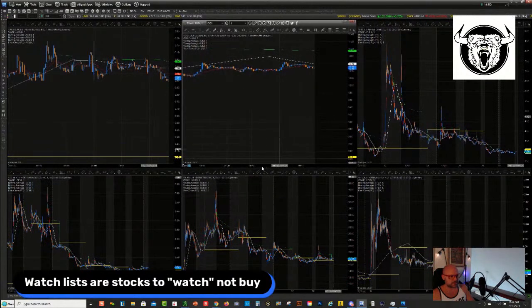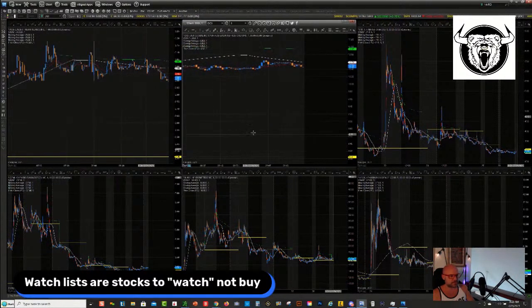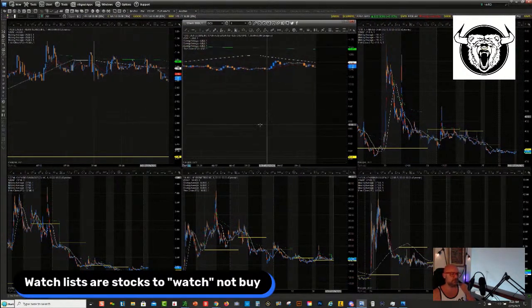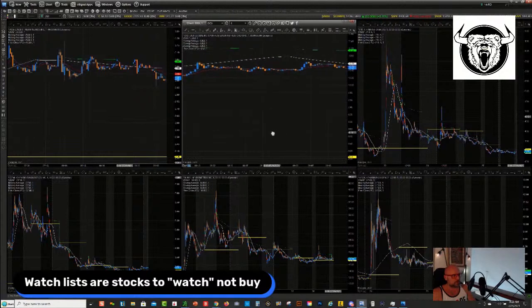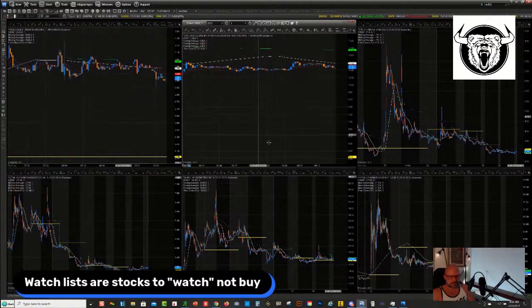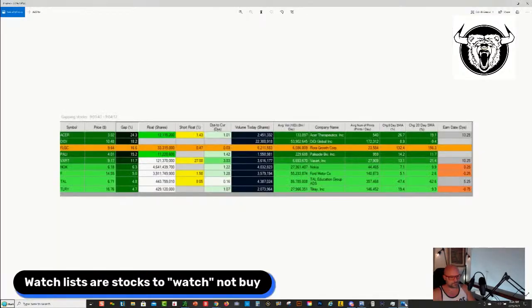It's the only thing I don't like about eSignal. You can't zoom in as quick as you can with Thinkorswim, which is annoying, but all right. So we're looking at Acer, DD. What else we got? FLGC.